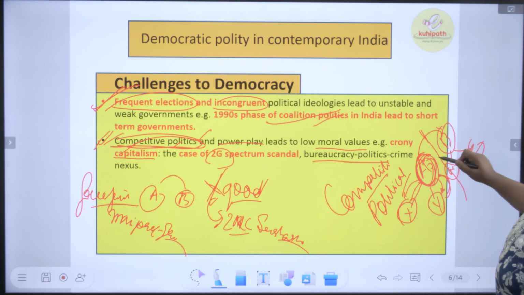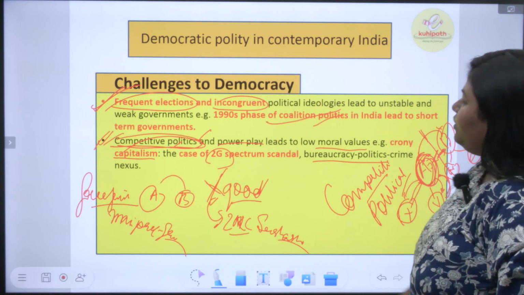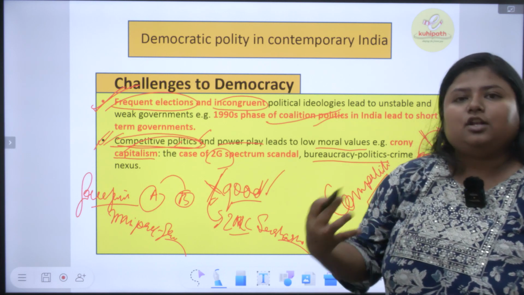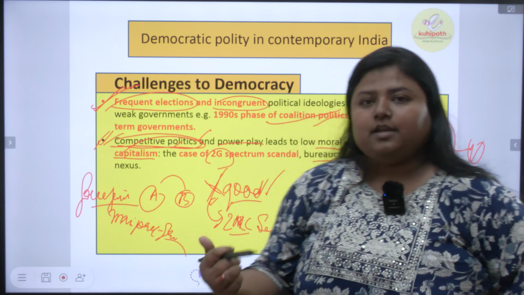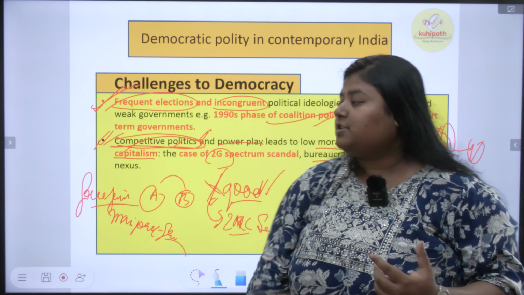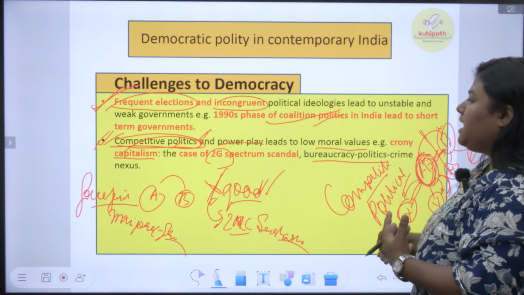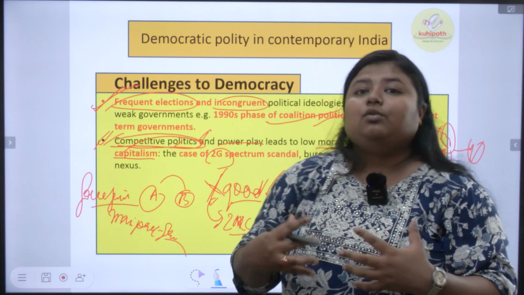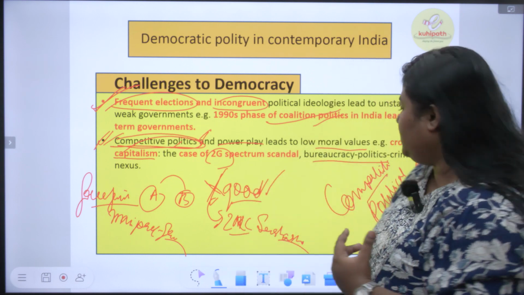So competitive politics is only just for the sake of winning. A is competing against B, right? Just for the sake of winning, they are diluting the good governance structure. They are diluting the aspirations of the people, right? So this is called competitive politics. Whatever power is possible in our hands, we use it to aggrandize politically for future opportunities.